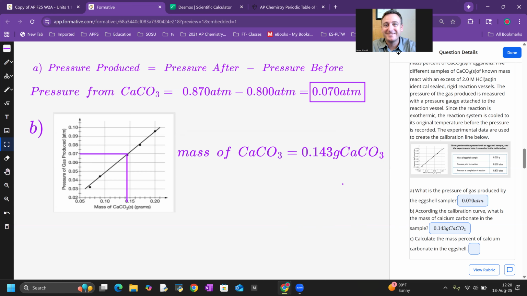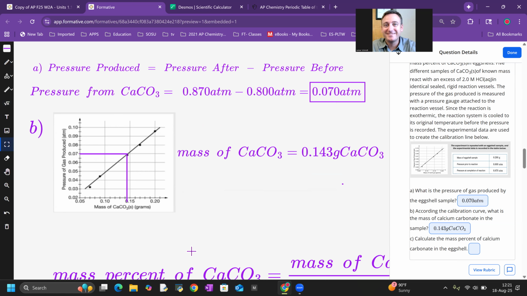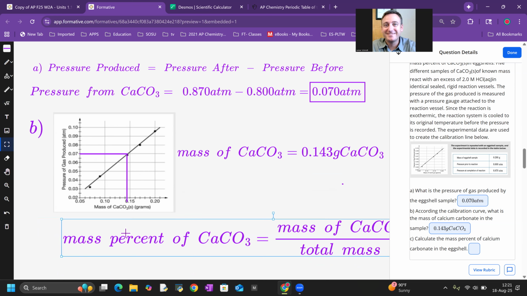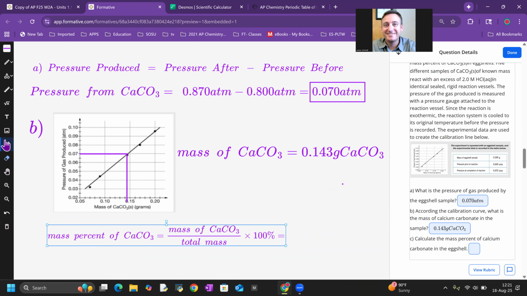And then lastly, it says calculate the mass percent of the calcium carbonate in the eggshell. And so we can do that real easily by taking the following values. So we're going to take the mass percent of the calcium carbonate in the eggshell. And so what we end up with then is this here, and this is B. We come up with this formula, and this formula tells us the mass percent of calcium carbonate is the mass of the calcium carbonate divided by the total mass.